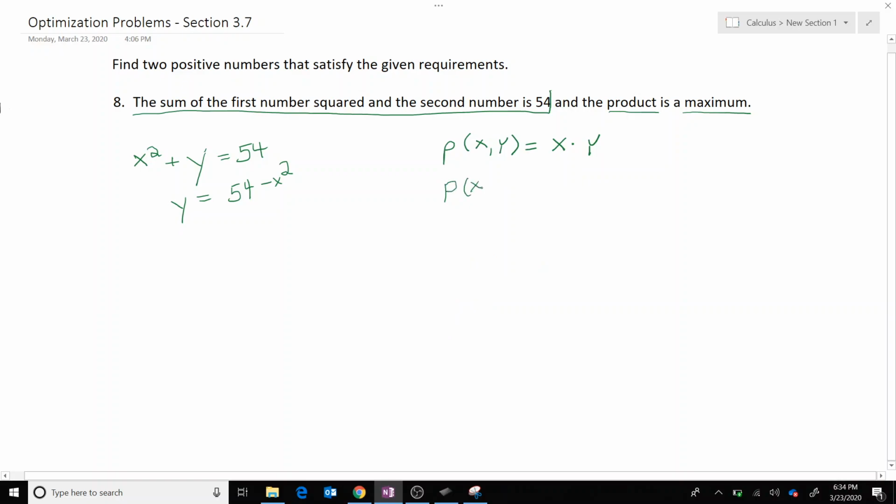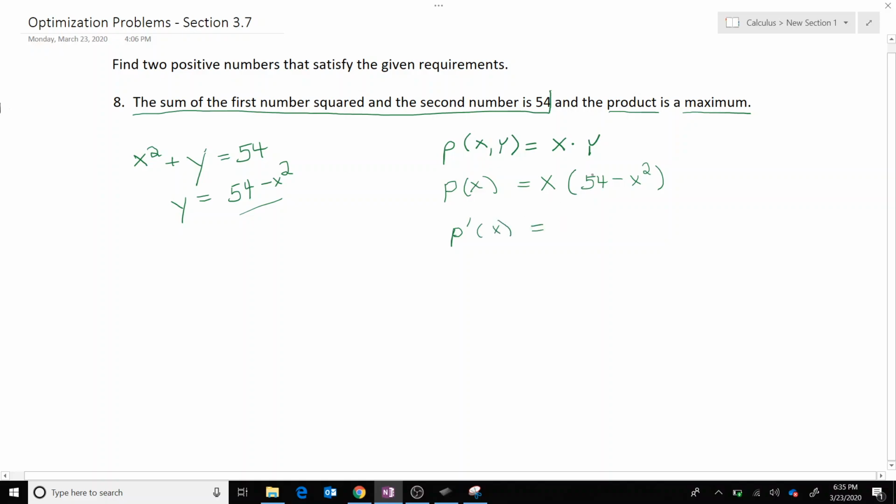There we go. I'm going to write the product function again, but I am going to get rid of this y right here. I'm going to rewrite that y as 54 minus x squared, because that's what y is equal to. So again, I'm trying to find a maximum product. I had a product function, but it had two inputs. I've now got my function down to one input. And that's what you want to do, because now I can actually take a derivative of this. So let's find p prime.